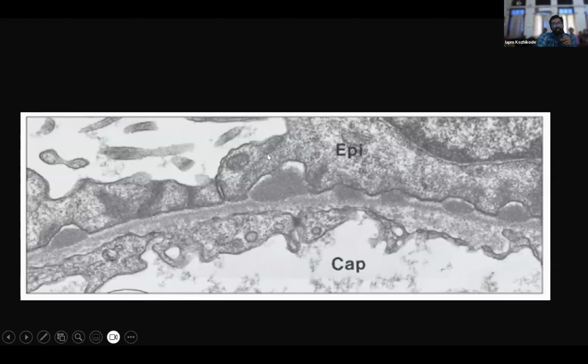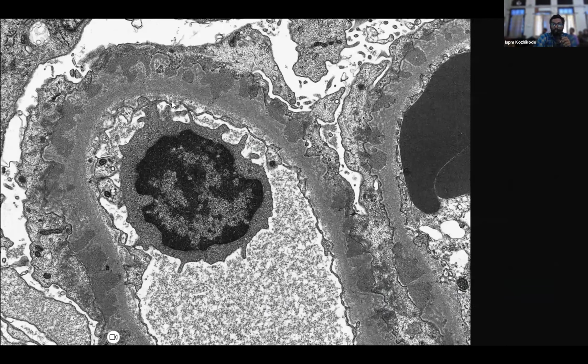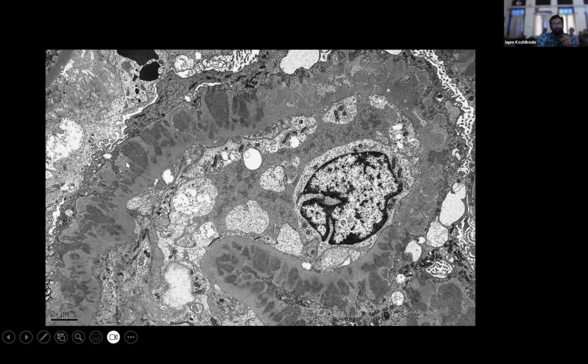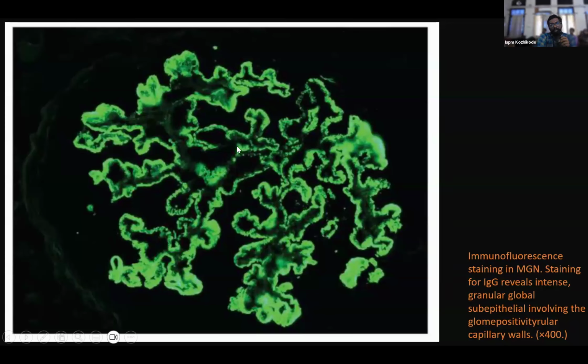It's the same thing happening in the EM. You can see small deposits here, and here it's slightly larger. Here your basement membrane has started growing into the deposits, and here it has almost enveloped them, forming along the deposits, and lastly it will resorb the deposits. And in IF you will most probably see IgG and C3 along the capillary walls. You can get the granular positivity.